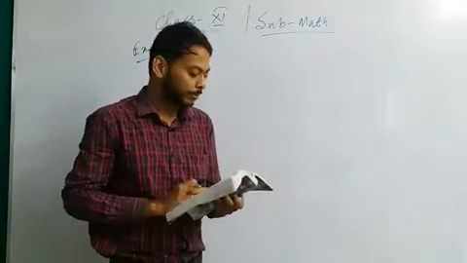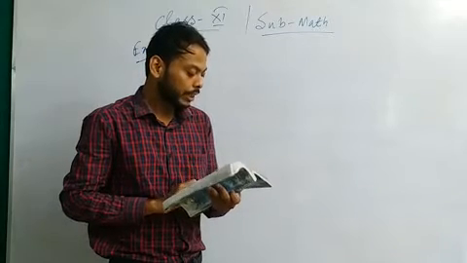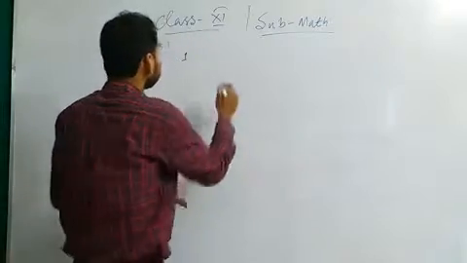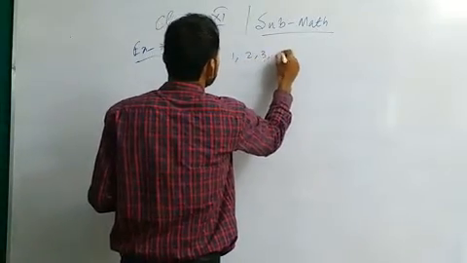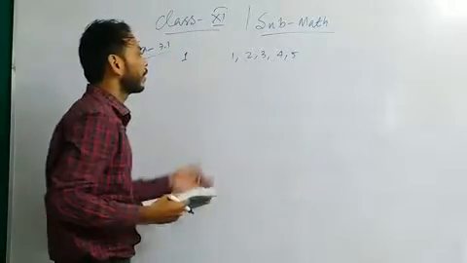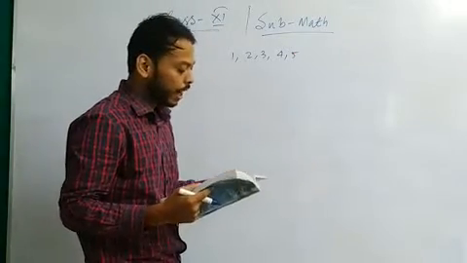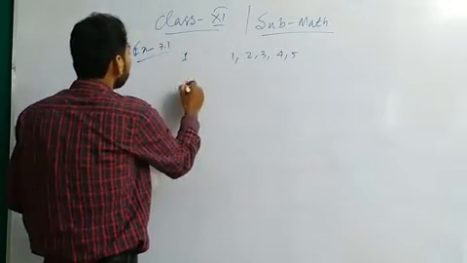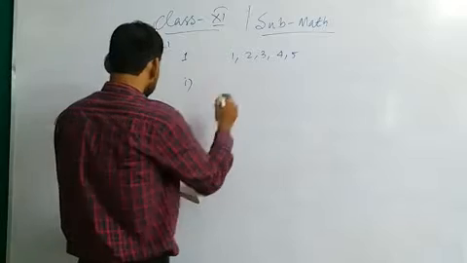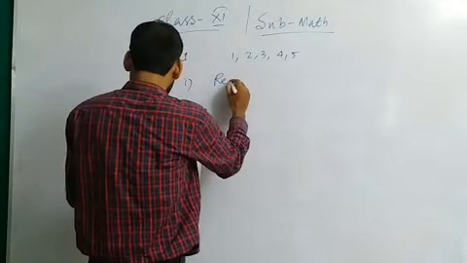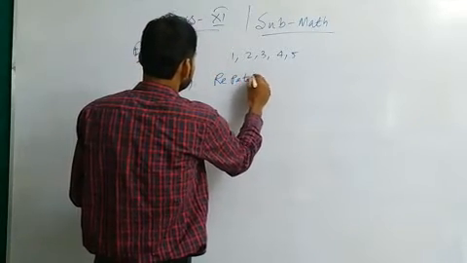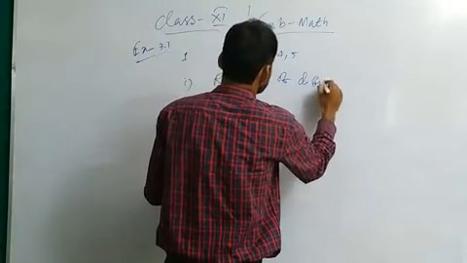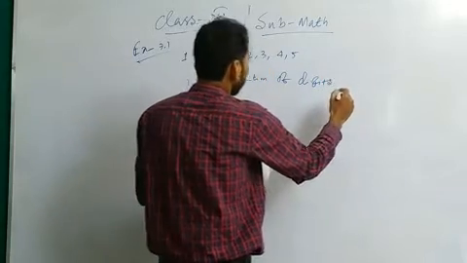Just go through the problem. How many 3 digit numbers can be formed from the digits 1 2 3 4 5? You can see on the board there are 5 digits given, and we have to form 3 digit numbers with respect to two conditions. The first condition is that repetition of digits is allowed.